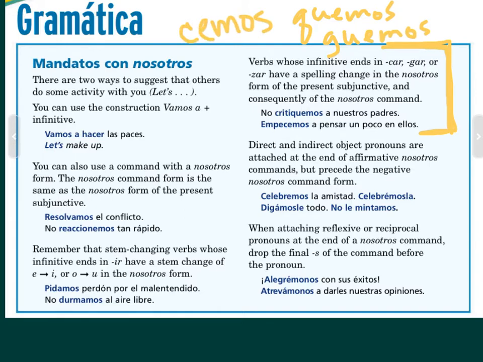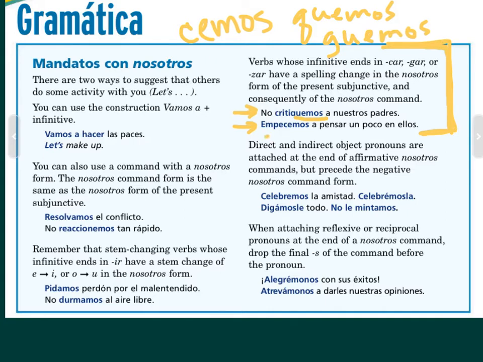Okay, so zar, car, gar. And we have an example here with criticar, an AR verb, originally a car verb, and it changed to critiquemos. We have an example with empezar, an AR verb, a zar verb, that changes to empecemos. Let's begin. Empecemos a pensar un poco en ellos. Okay, which means let's begin to think a little bit about them.